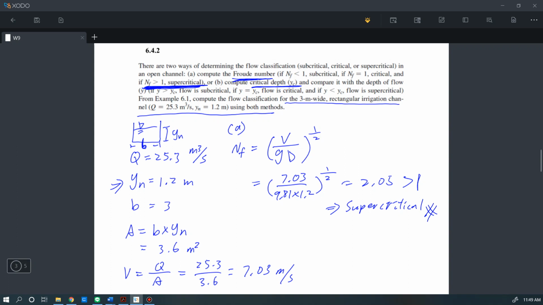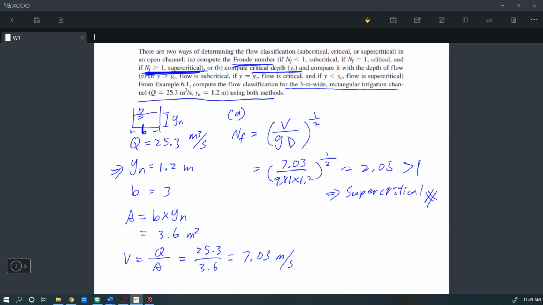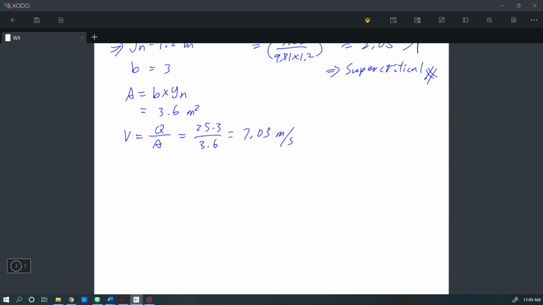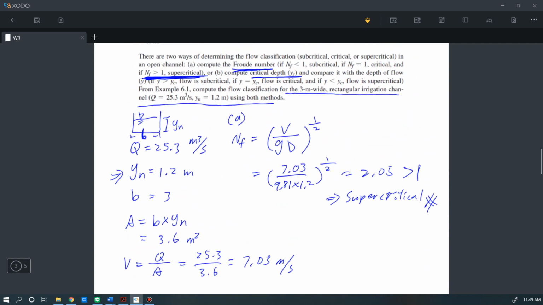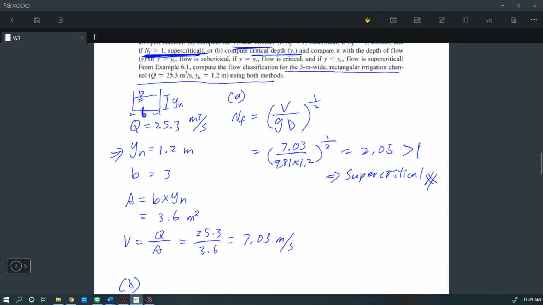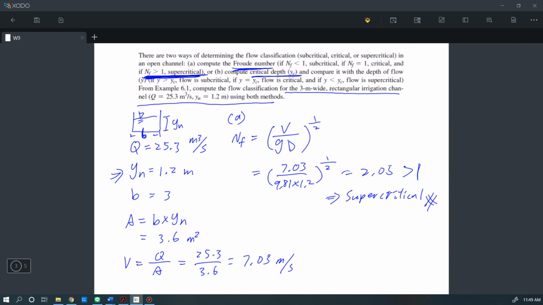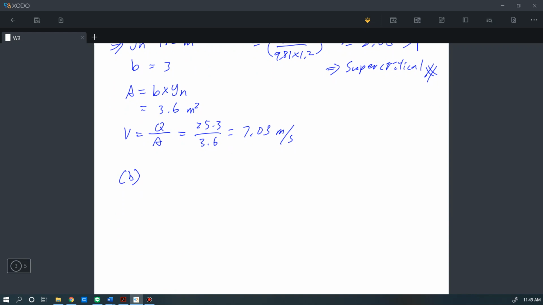Okay, so that's very straightforward. Now let's apply the second method to calculate the critical depth and compare it with this YN that we have here, to classify the flow. The equation for the critical flow looks like this: Q squared divided by g B squared, to the power of 1/3.